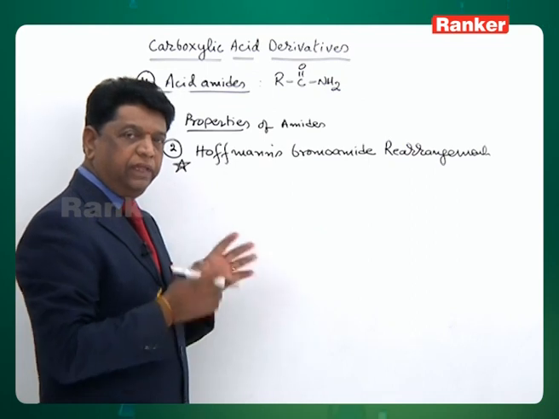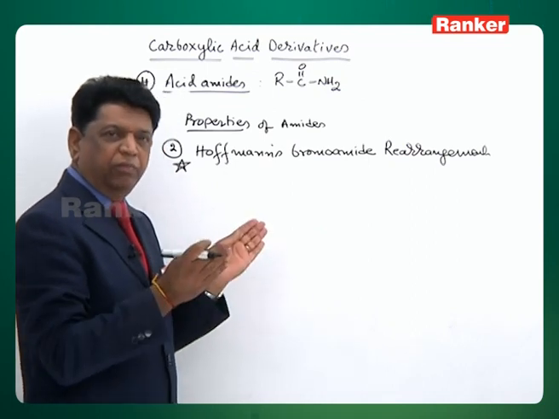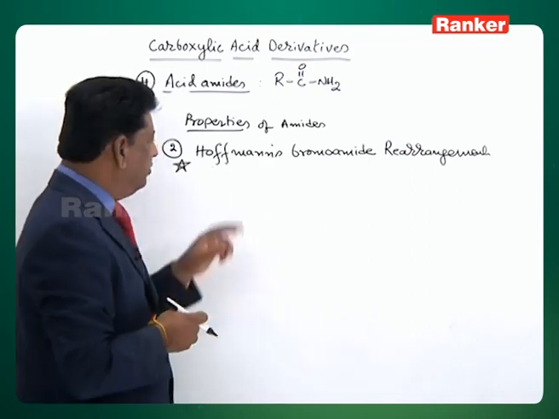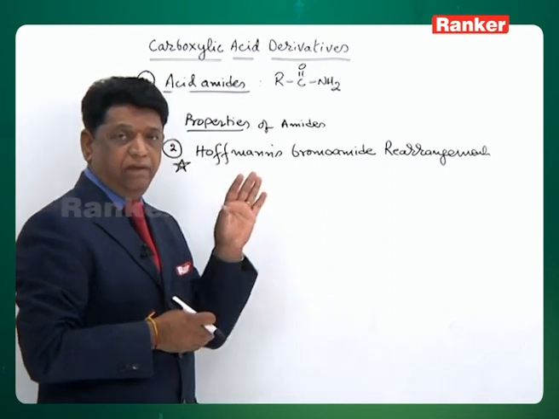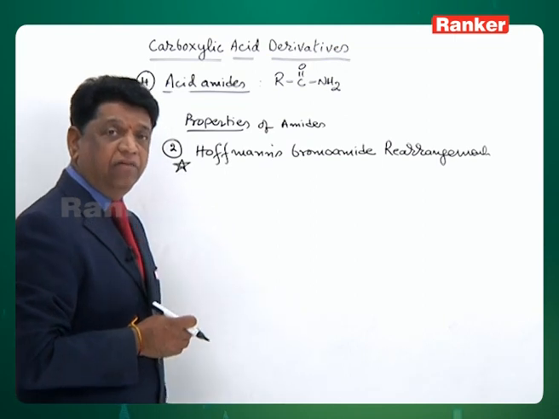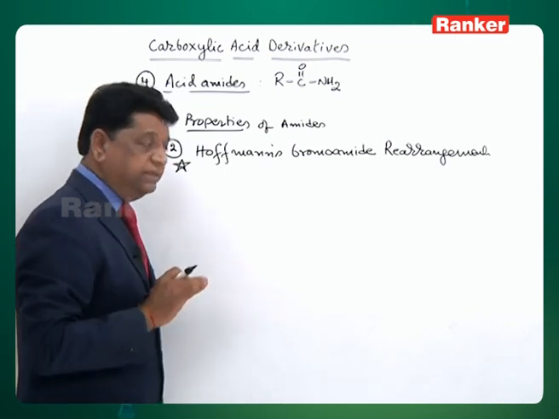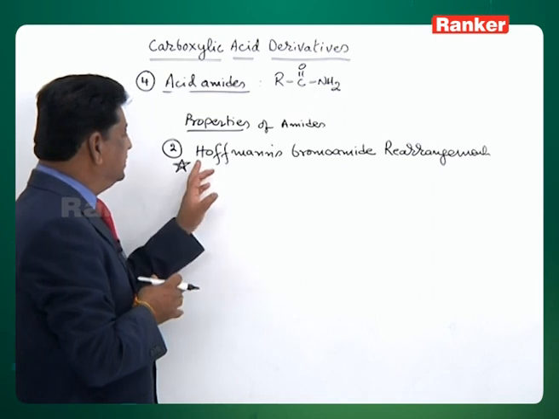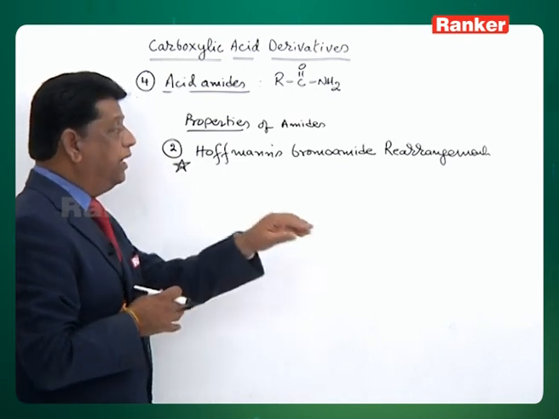Sometimes people also say the bigger compound will become a shorter compound, so it is also called Hoffman's degradation. There is Hoffman's elimination, Hoffman's rules, different reactions. But this one is specifically called Hoffman's bromoamide rearrangement.